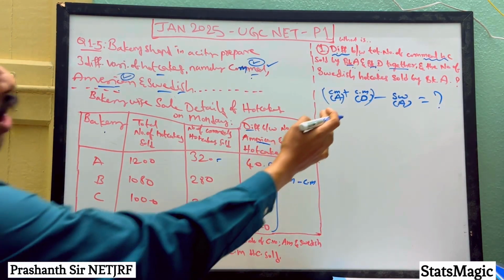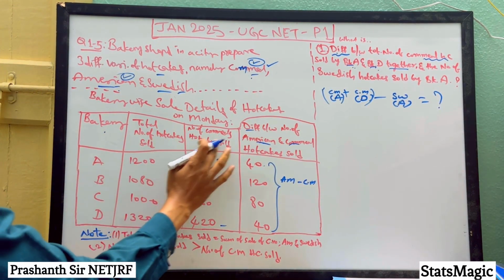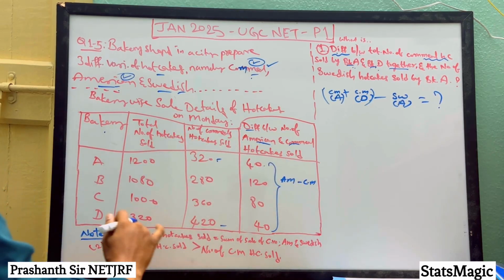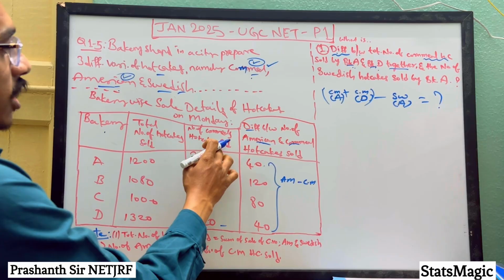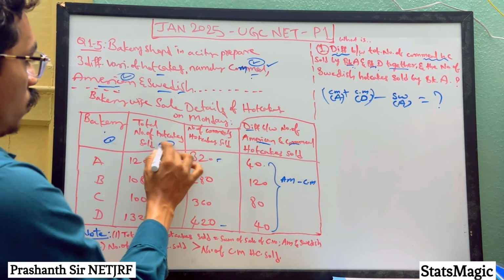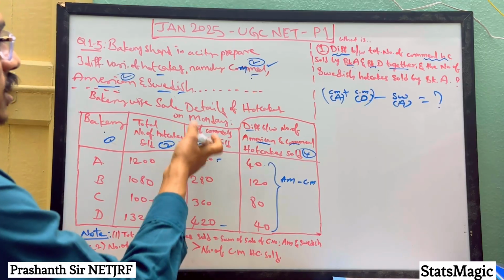See, this is easy. Cornmeal hot cakes sold by A, they have given directly in this table. Column 1 is bakery A, B, C, D. Column 2 is total hot cakes. The third column, you can write like this, 1, 2, just for understanding. The fourth column is the difference they give.